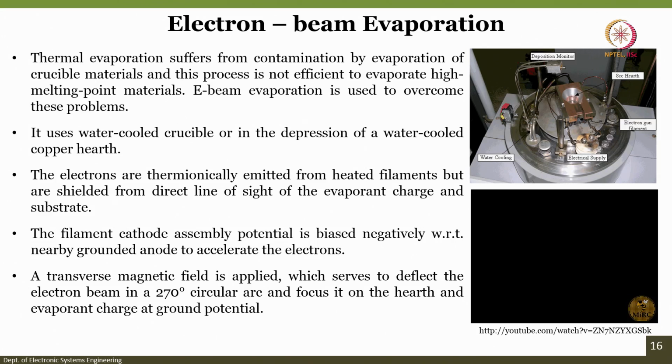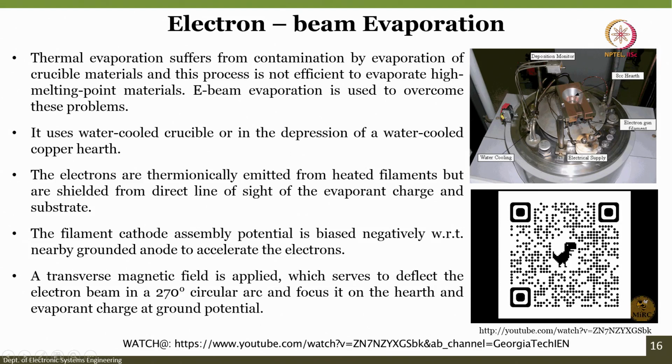The electrons are thermionically emitted from the heater filaments, but are shielded from direct line of sight of the evaporant charge and the substrate. The filament cathode assembly potential is biased negatively, of course, with respect to the nearby grounded anode, and this will accelerate the electrons. A transverse magnetic field is applied which serves to deflect the electron beam in a 270-degree circular arc, and then focus it on the evaporation charge at the ground potential. So, let us see the video for the same and we will continue from there.